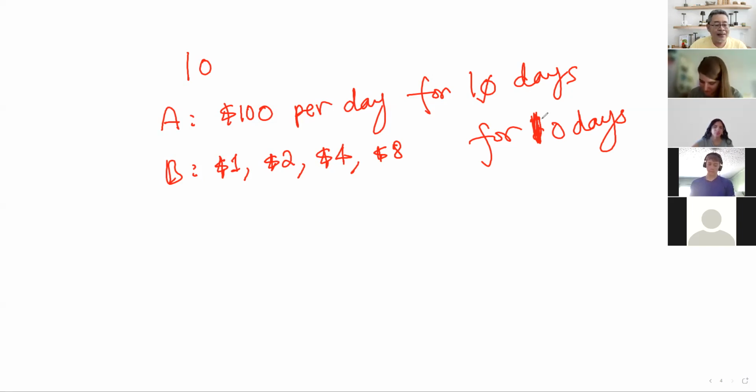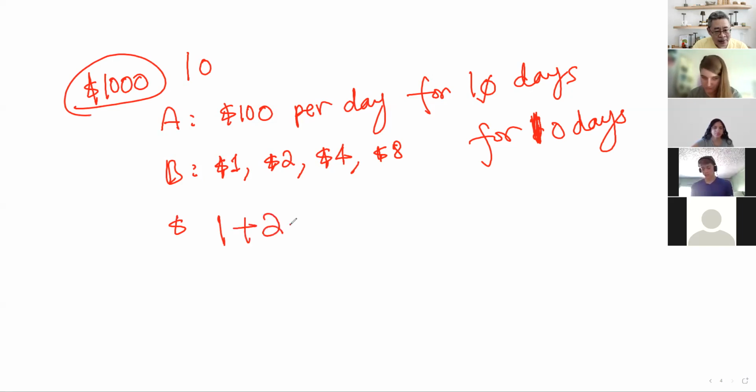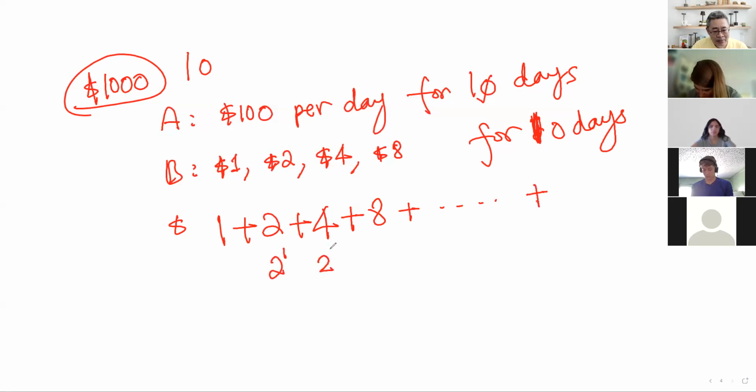Okay. All right. Now A is straightforward. We get $1,000, right? Now for B, first day is 1, second day is 2, third day is 4, and fourth day is 8. So this is 2 to the 1st power, 2 to the second, 2 to the third. So there are 10 days, 2 to the 9th, right? Good? Are we good here? All right.